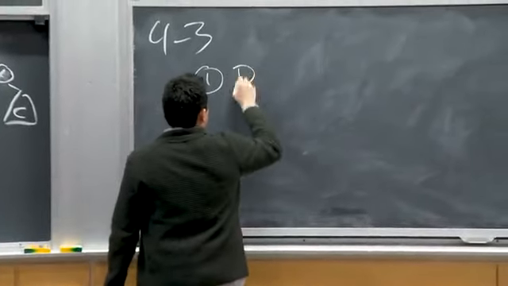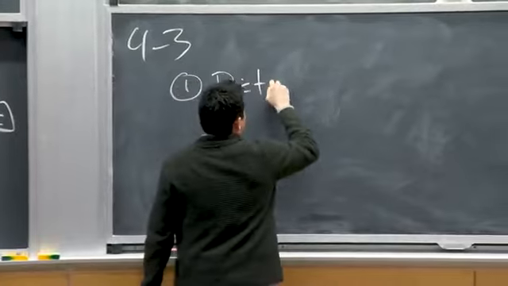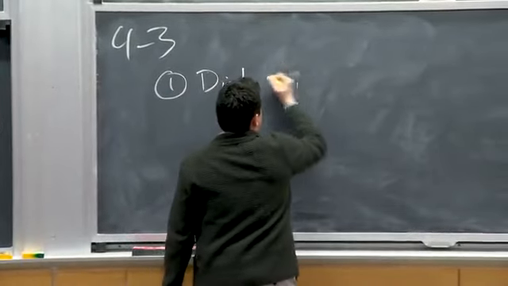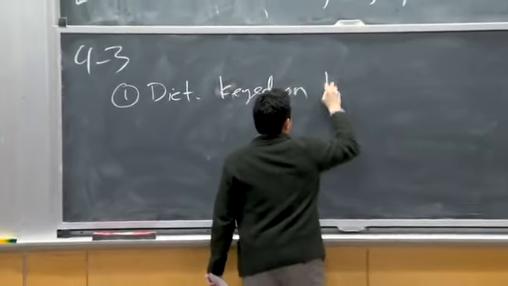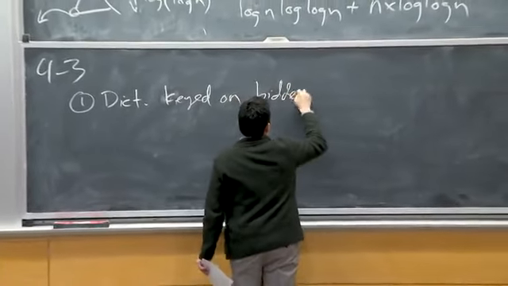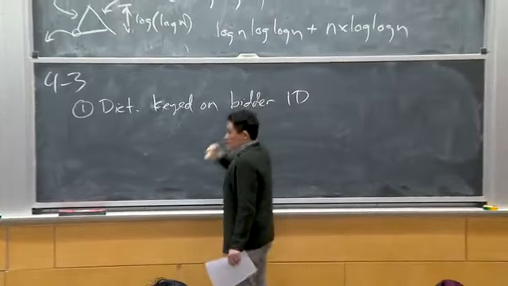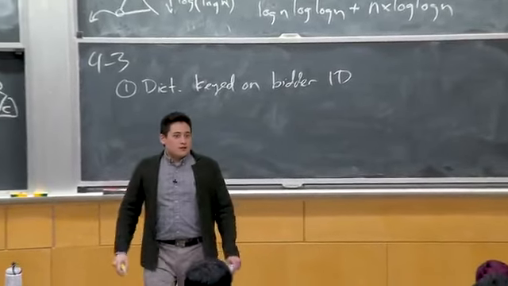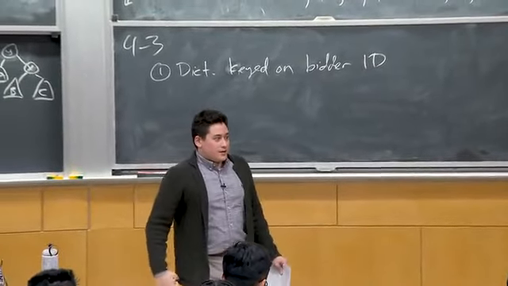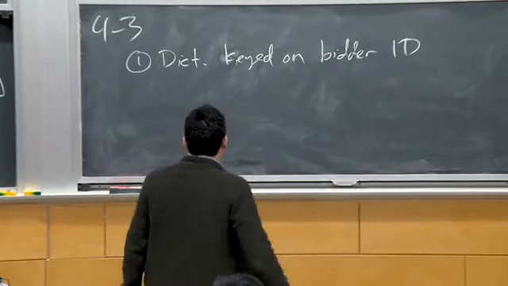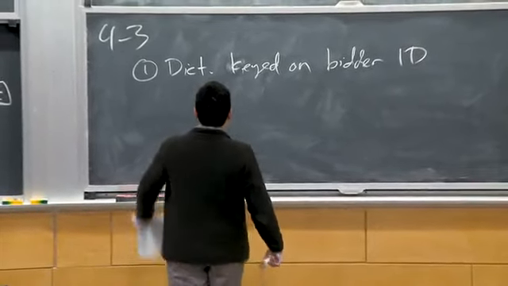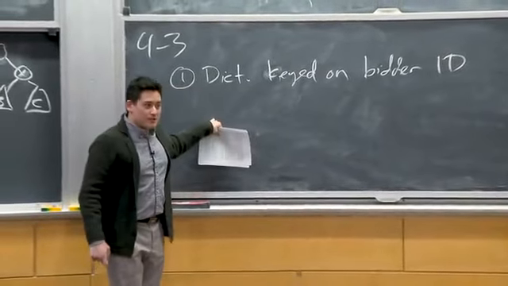One is a dictionary keyed on bidder ID. Okay? What else am I going to want? What's up? The other way around, a dictionary keyed on the bids.